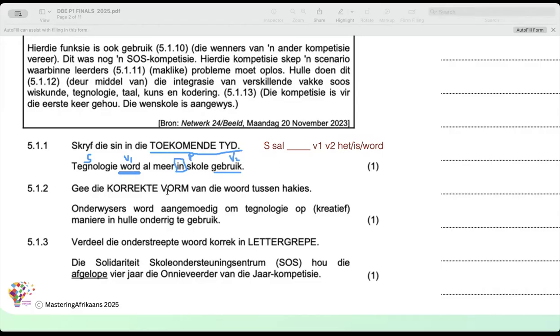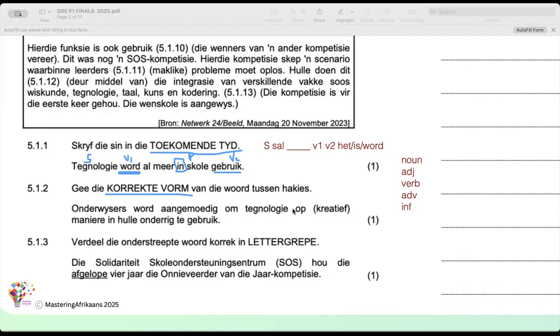"Gee die korrekte vorm van die woord." So with the korrekte vorm van die woord, the correct form is basically your parts of speech. So this is, are you going to form a noun? Are you going to form an adjective? Are you going to do a verb? Are you going to do an adverb? Also an infinitive. So those are the types of words that they're asking you to form when they say "gee die korrekte vorm van die woord."